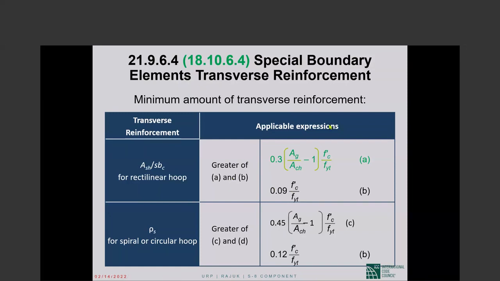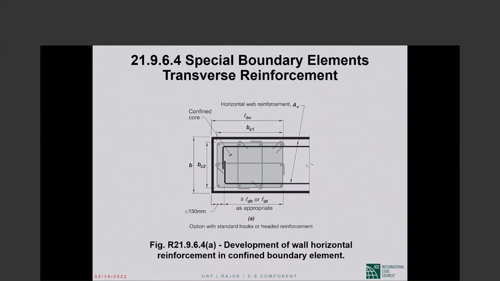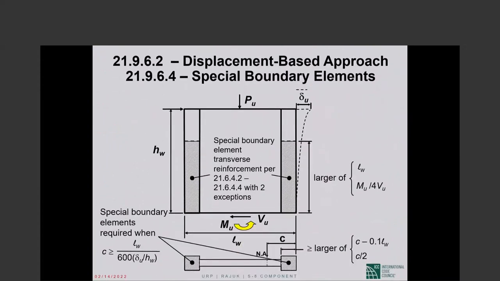Now, this exemption has been rescinded in 318-14. So 318-14 onwards, even for special shear wall boundary elements, the minimum cross-sectional area of transverse reinforcement shall be the larger of the values given by the two different formulas. The quantities A sub G and A sub CH in that formula, what they are, is explained in this commentary paragraph and in this figure. I don't have any reason to go beyond that.